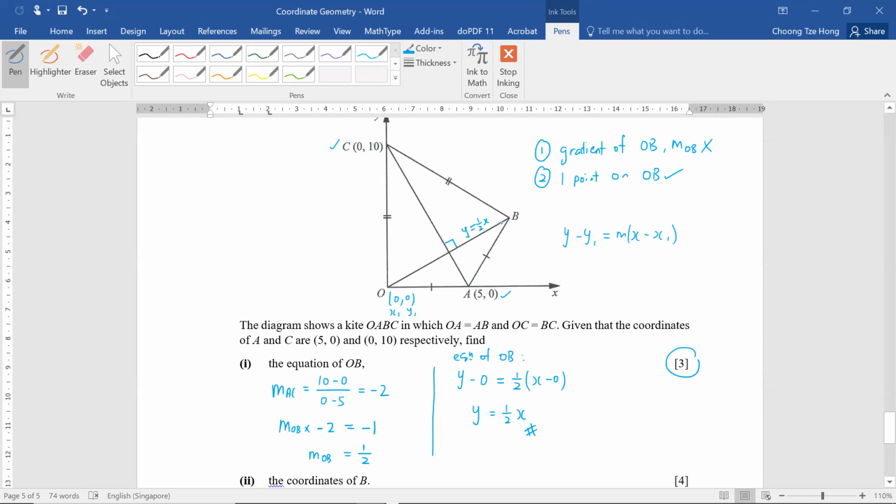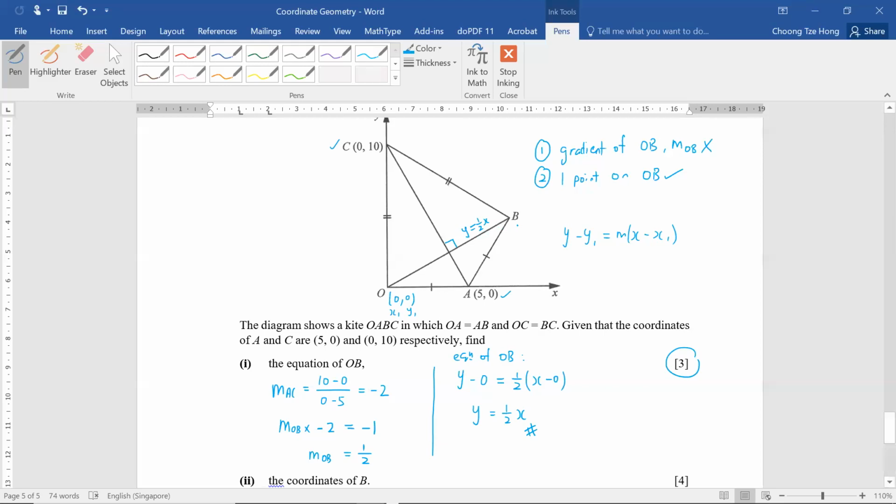Some of you may be thinking that if I can find the equation of AB and the equation of BC, then I can solve simultaneously and get B. At this point you should pause for maybe 1 minute and think: can I find the equation of AB? Can I find the equation of BC? In order to find the equation of AB, I need to know its gradient. I already know it passes through A, 5, 0, but can I find the gradient of AB? No. There's no way you can find the gradient of AB. You're not given enough information.